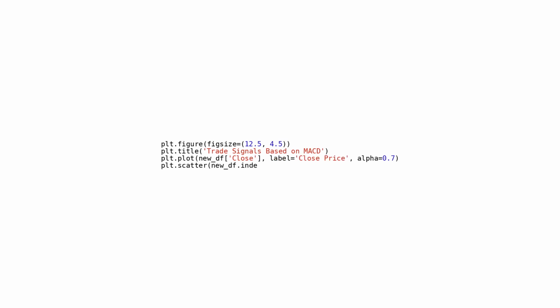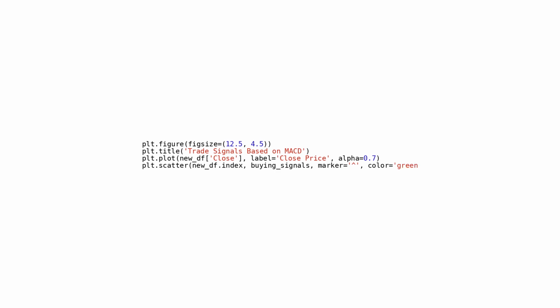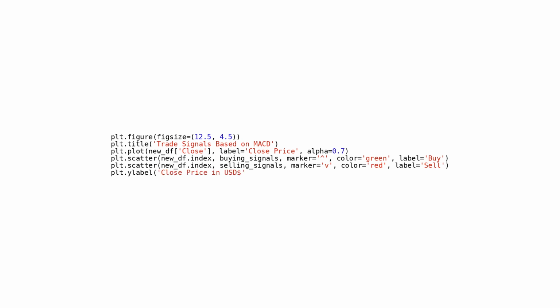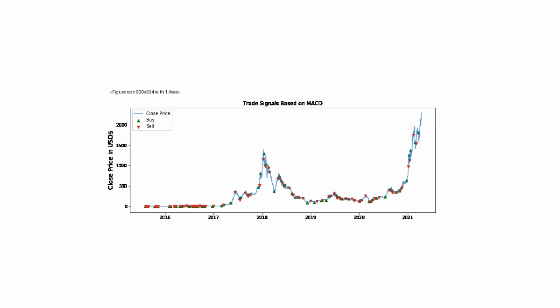This Python code displays financial data using a time series chart with buy and sell signals based on the MACD indicator. It creates a figure with specific dimensions, plots the closing prices from a given data frame, and adds markers for buying and selling signals. The y-axis is labeled with the currency and a legend is included. The end result is a visual representation of trading strategy suggestions for a specific asset.